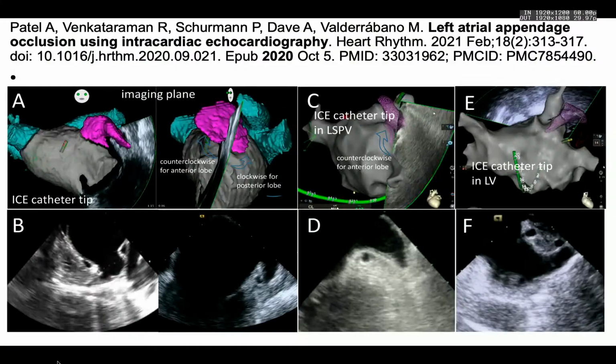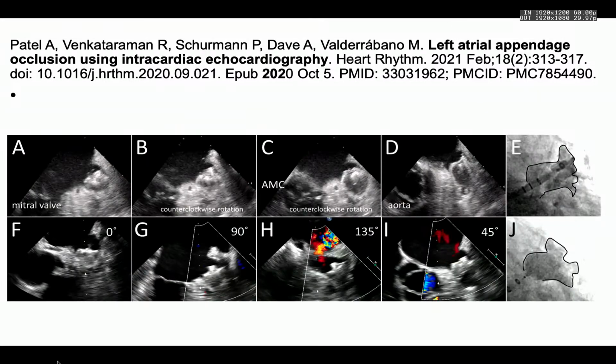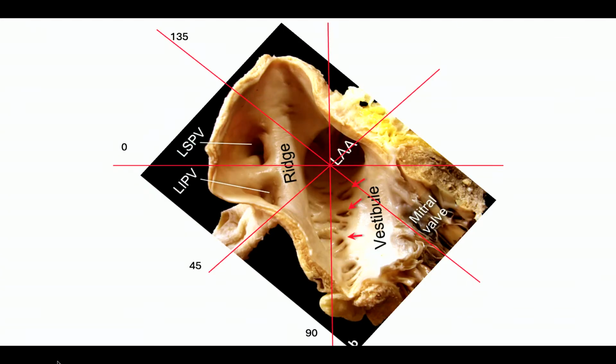Then back in 21, we did a complete review of the imaging and more how to try to duplicate the TEE images based on the angles and the maneuvers that we have to do in order to duplicate that. And this is exactly how we were trying to duplicate. And you can see you have a better resolution on the TEE and you have a worse resolution with the ICE. However, you do have a closer proximity with the left atrial appendage.